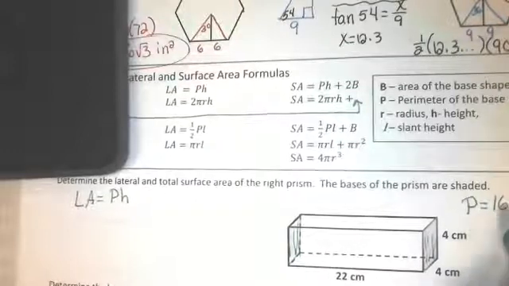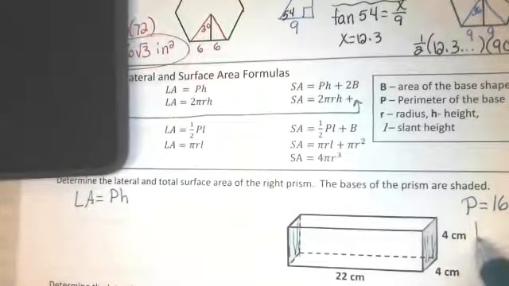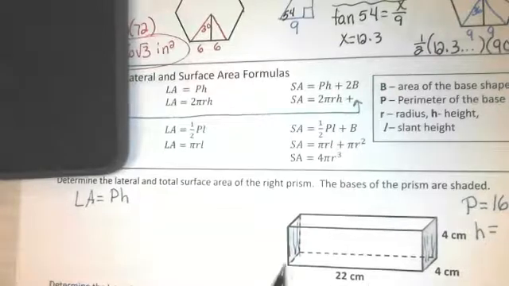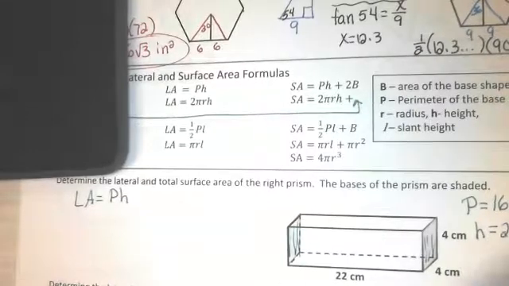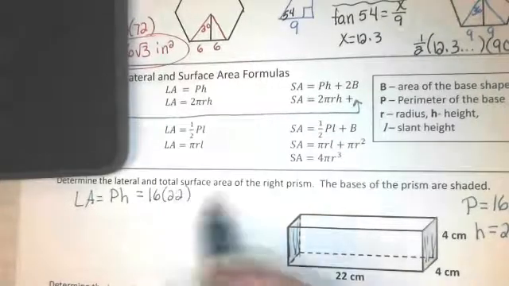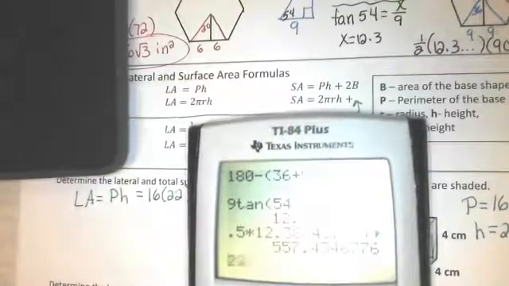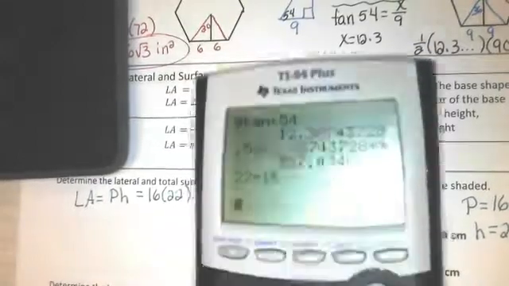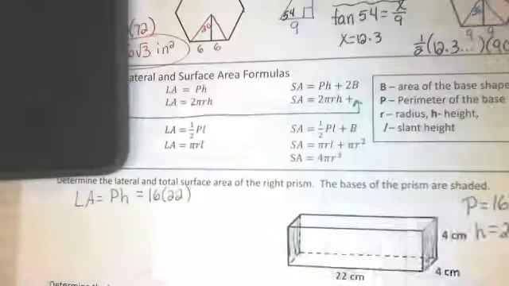plus 4 plus 4. The height of the prism is going to be the distance between the bases, because we're talking about the height of the prism. So that's 22. So perimeter times height gives me the lateral area of my prism, 352.